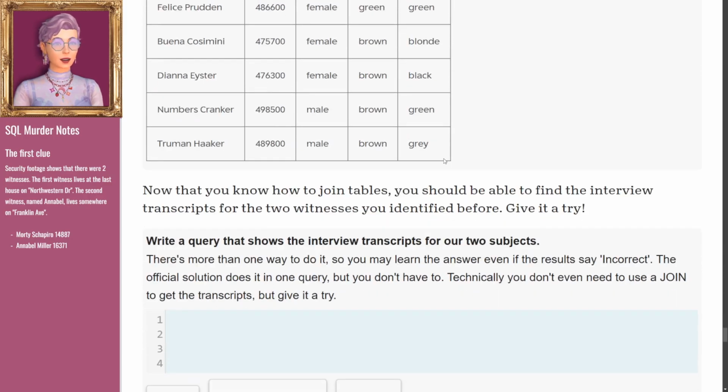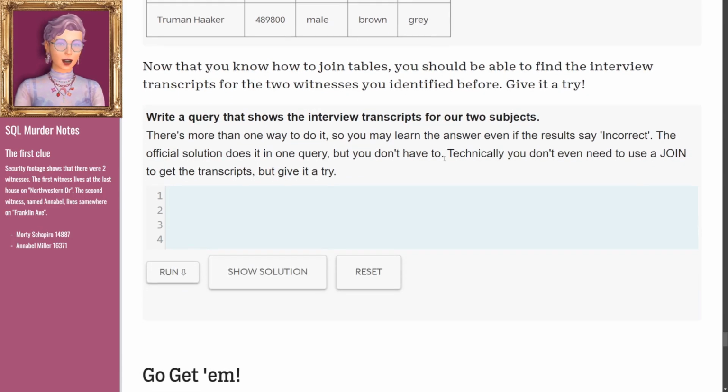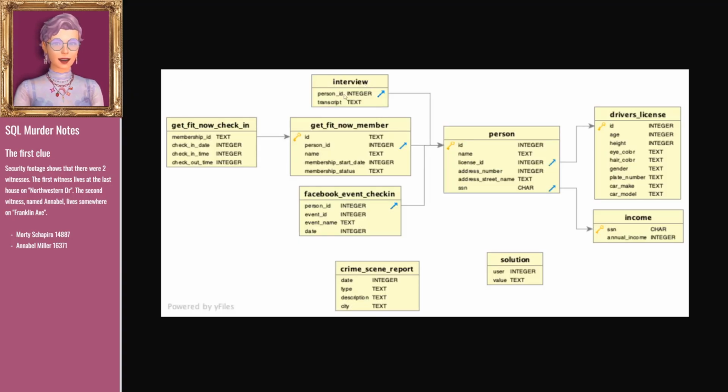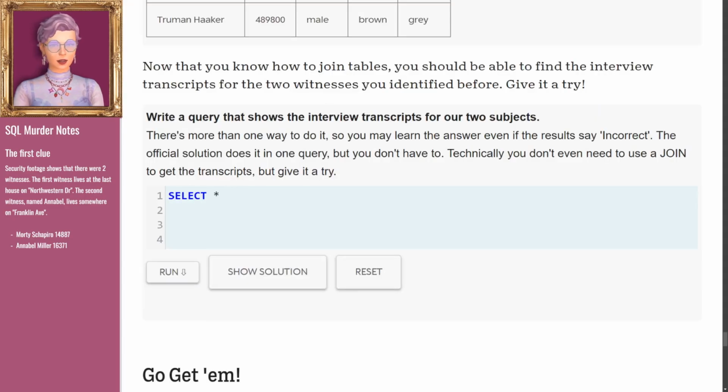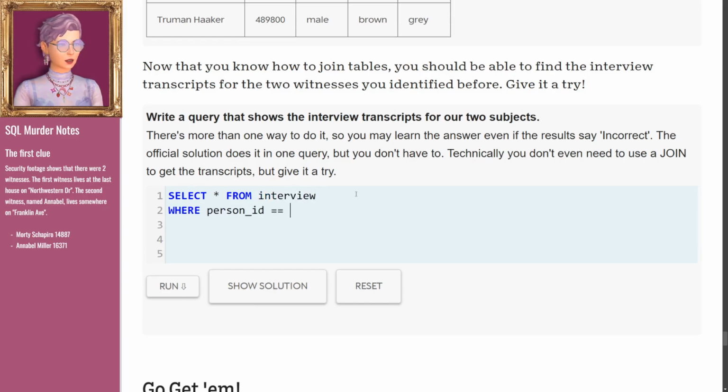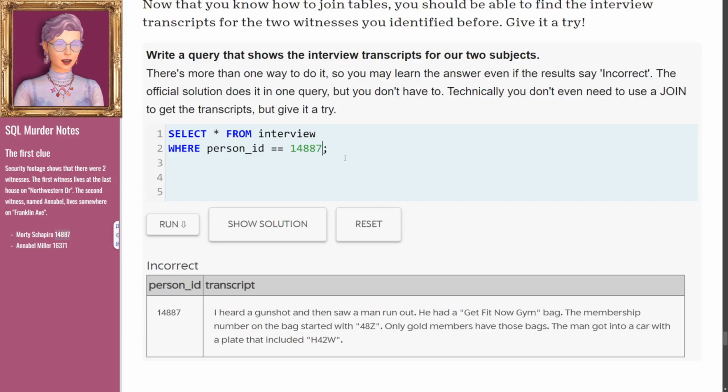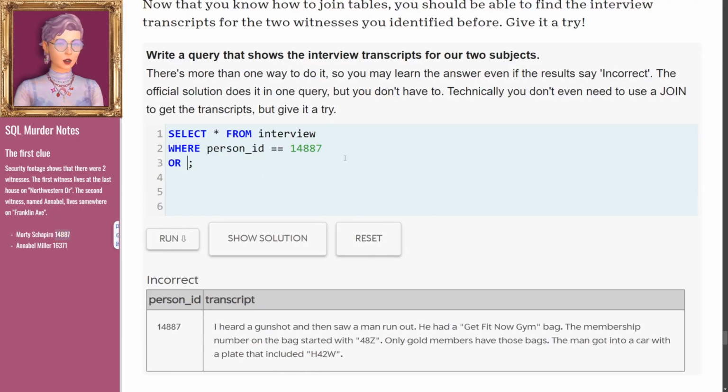Now that I know how to join tables, I should be able to find the interview transcript for the two witnesses identified before. Okay, so the interview table has this person ID that's connected to the person ID, obviously, and then some other IDs, but I think right now we just need the interview. So select all from interview where person ID equals, well, let's start with Morty Shapiro. Yeah, okay, so that gets us Morty's, and then we can do or person ID equals Annabelle's ID.